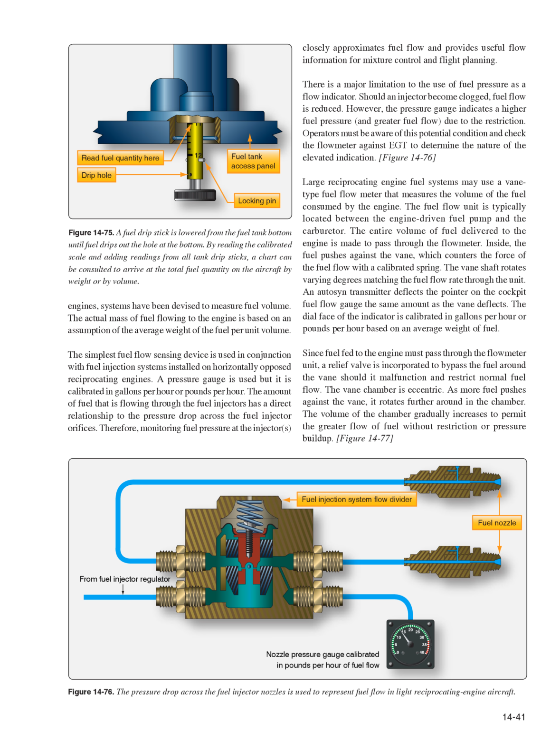The vane chamber is eccentric. As more fuel pushes against the vane, it rotates further around in the chamber. The volume of the chamber gradually increases to permit the greater flow of fuel without restriction or pressure buildup.